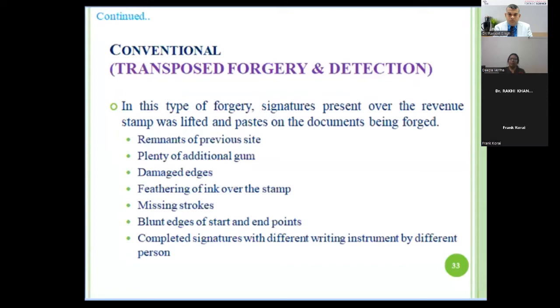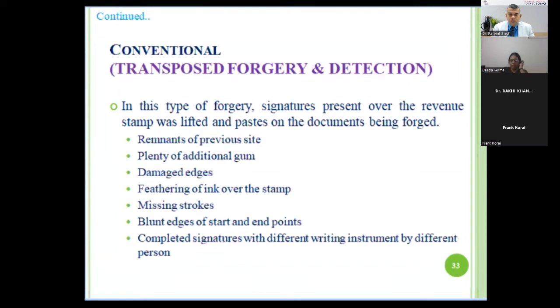Another is transposed signature, transposed forgery and detection. In this type of forgery, a signature present over the revenue stamp is lifted from one place and pasted on another document, adding signature strokes to make it connect as a full signature. So remnants of the previous signature, previous sites, are generally observed at that location. Plenty of addition of gums, damaged edges, feathering of ink, missing strokes, blunt edges, start and end points, and completed signatures are different in writing instruments.